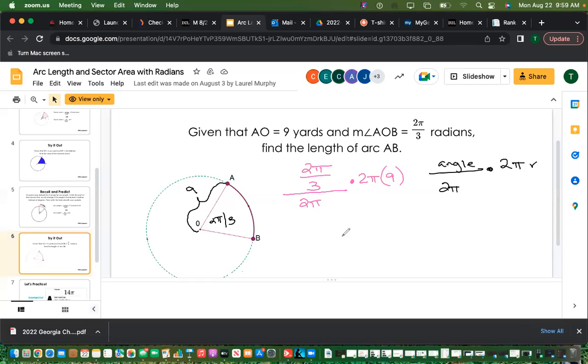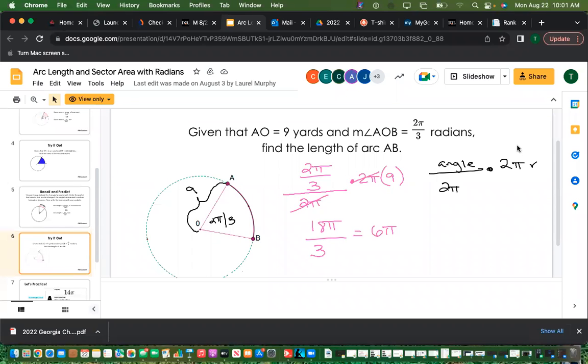Now this looks like a hot mess. And again, some of this stuff might cancel. Well, we have a 2 pi down here in the denominator, and a 2 pi up here in the numerator. So what are we left with? Well, we have 2 pi times 9, which will give us 18 pi, and we have a 3 in the denominator. So I can simplify this, and this is going to give me 6 pi. I know, fascinating, right?